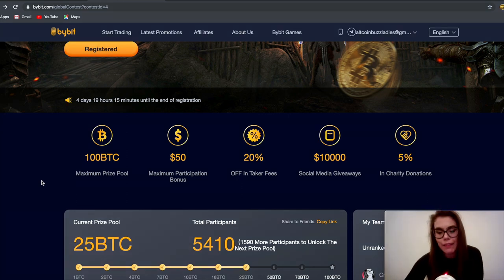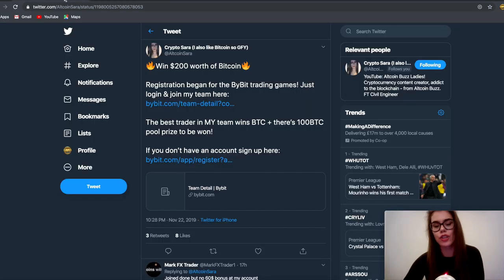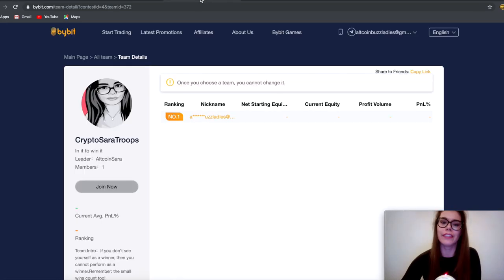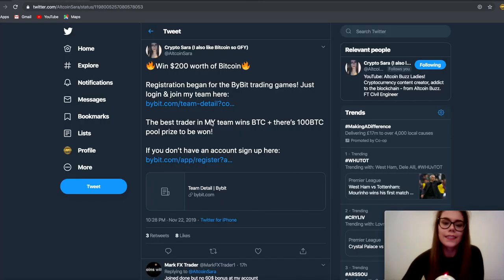So if you guys are game for it, like I said, I'm running a competition within the competition, and you can win $200 worth of Bitcoin. The registration began, so make sure you snag your $30 that is currently available for people. And this is my team, the CryptoSARA Troops, because I am not very creative. I don't know what to name it, but I think Troops is quite a good idea. So guys, feel free to join. There's $200 worth up for grabs.